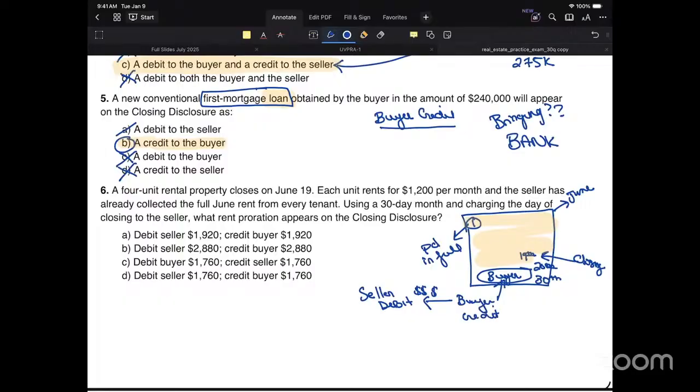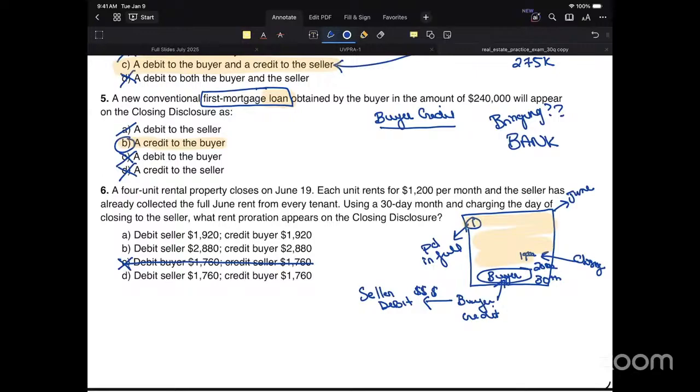It's a seller debit, buyer credit. I'm not even going to do any math yet. Let's see which answers we can eliminate. A says debit seller, buyer credit. Okay, we can keep that. B says debit seller, credit buyer. We can keep that. C says debit buyer, credit seller. No, we're not debiting the buyer. That's not the answer. And D says debit seller, credit buyer.